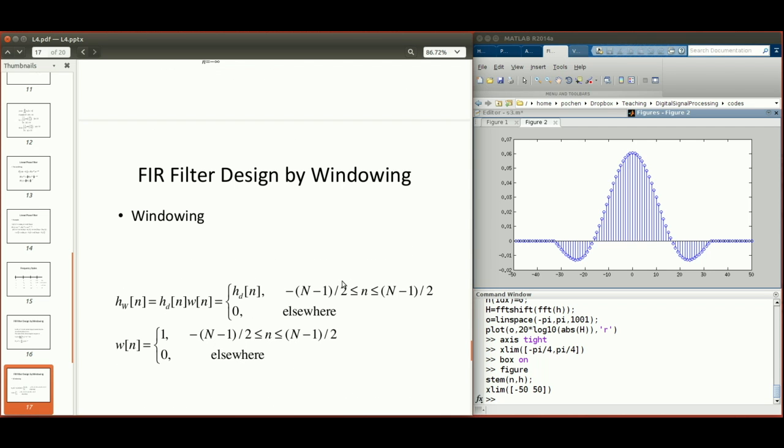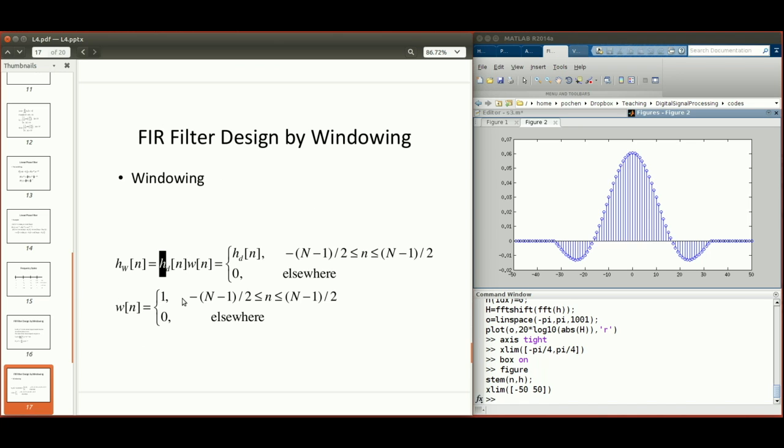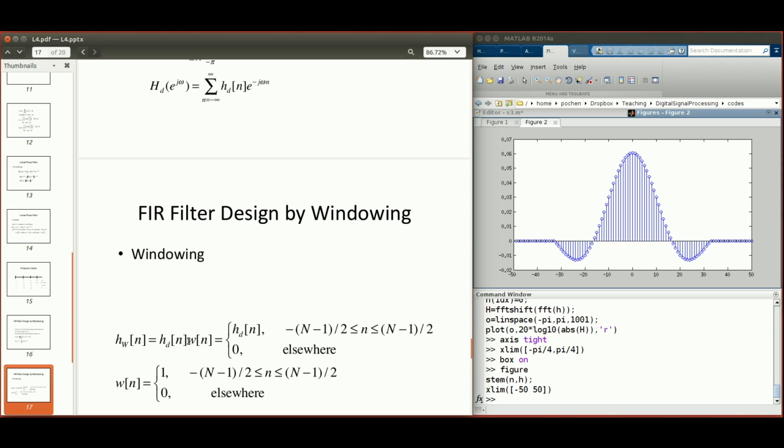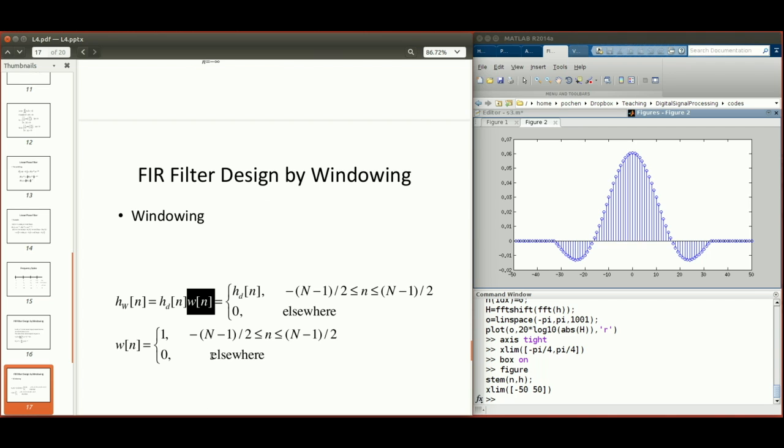So now we have to come up with the windowed impulse response in the time domain, right? So small hd is sort of the inverse Fourier transform of big HD, right? But now we multiply with some kind of time window. And the result, this is the time domain multiplication, right? The result we denote as small hw[n].